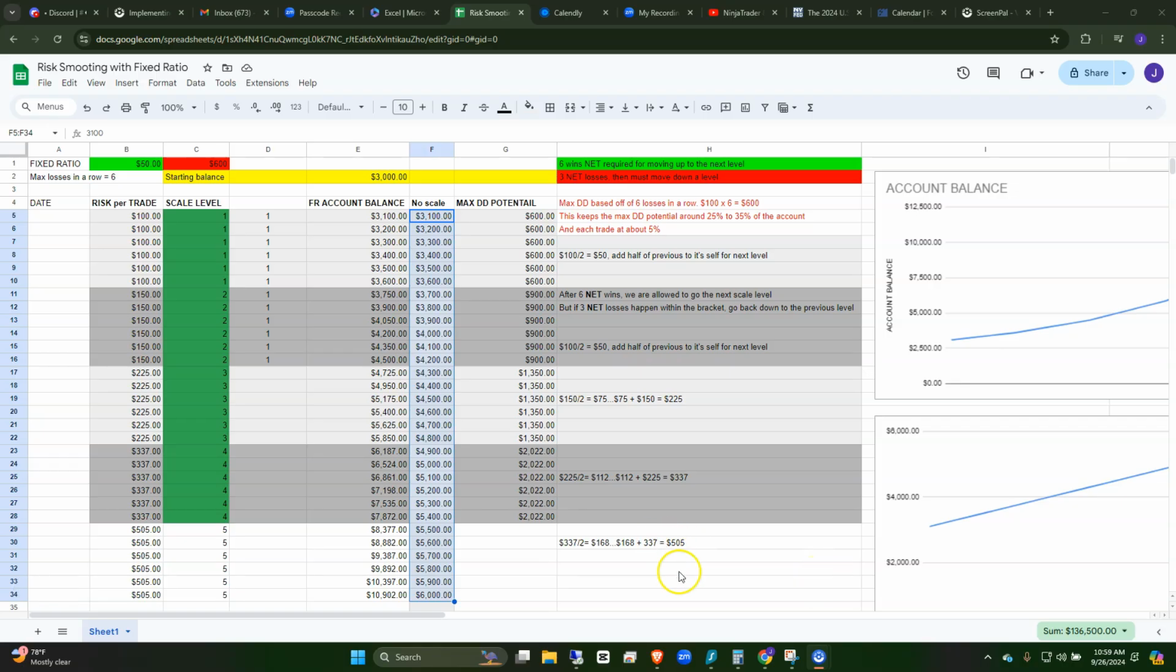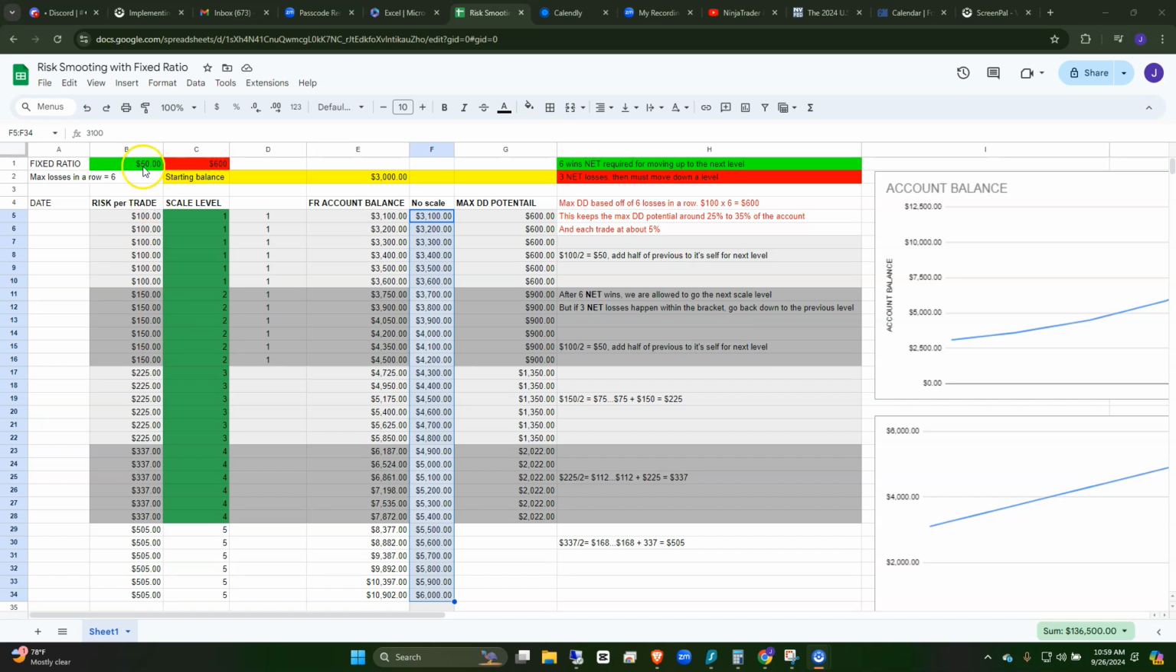What's up, everybody? Jake coming at you from ORS SGt&x with an idea on how to combine fixed ratio scaling by Ryan Jones and combine that with our risk smoothing, or our target smoothing. In this case, we'll call it risk smoothing.